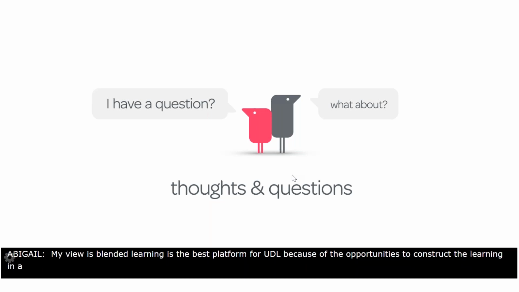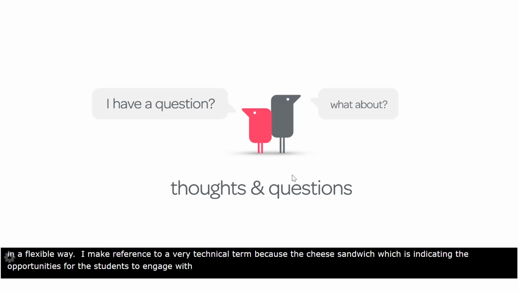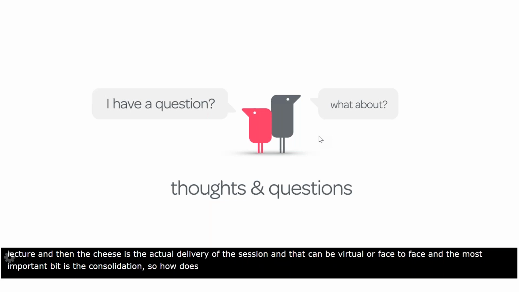So I make reference to a very technical term called the cheese sandwich, which is indicating the opportunities for the students to engage with their learning, their subject matter, before their session, their program, their lecture. Then the cheese is the actual delivery of the session. And again, that can be virtual or face-to-face. And then the most important bit is the consolidation. So how does that bring the learning together within all of the course and the program?